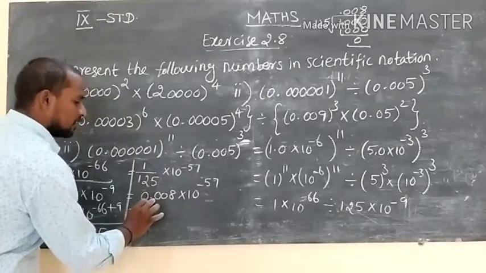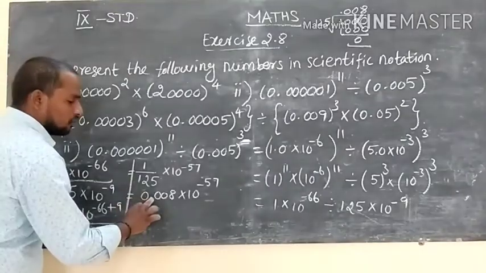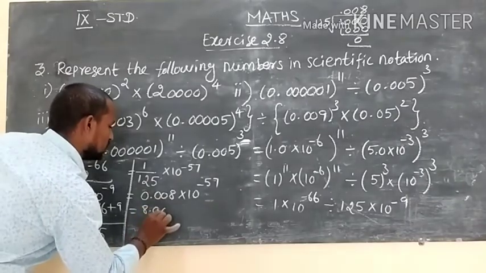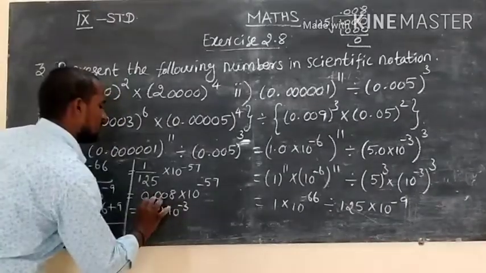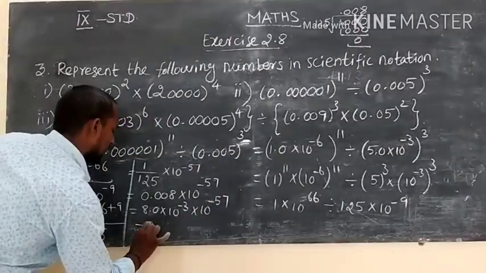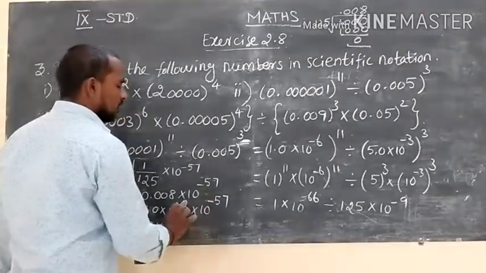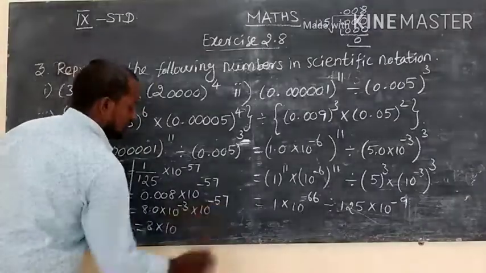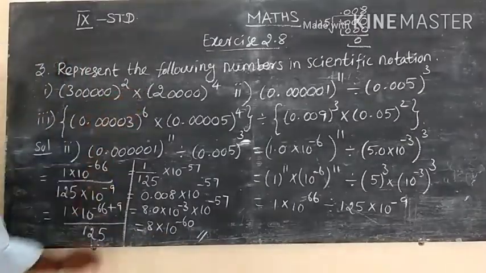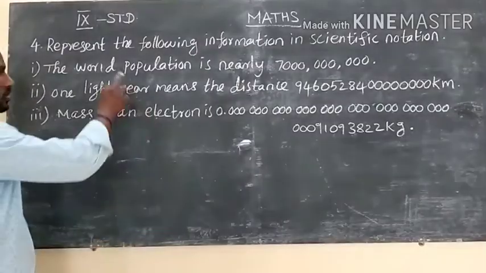This is also not in scientific notation, because the left-hand side of the decimal point is not a non-zero number. So making the shift left to right, we get a negative exponent. 1, 2, 3. So 8.0 into 10 power minus 3, into 10 power minus 57, which is equal to 8 into 10 power, the sum of the powers since the bases are equal. Sum of the powers, 3 plus 57 is 60, so minus 60. This is the scientific notation of the given question. Have you understood the answer? Okay, dear student, next, the fourth question.